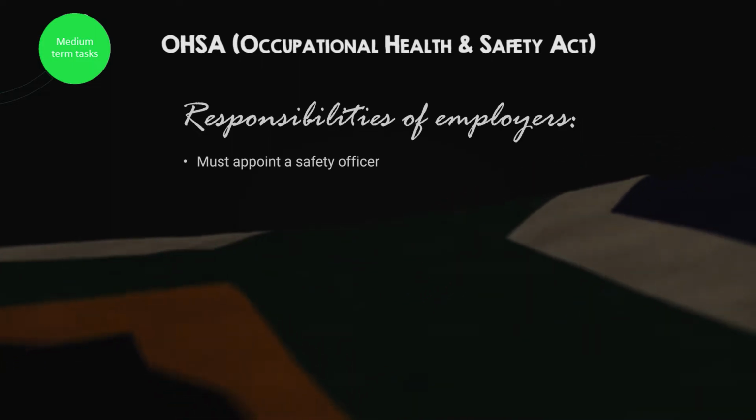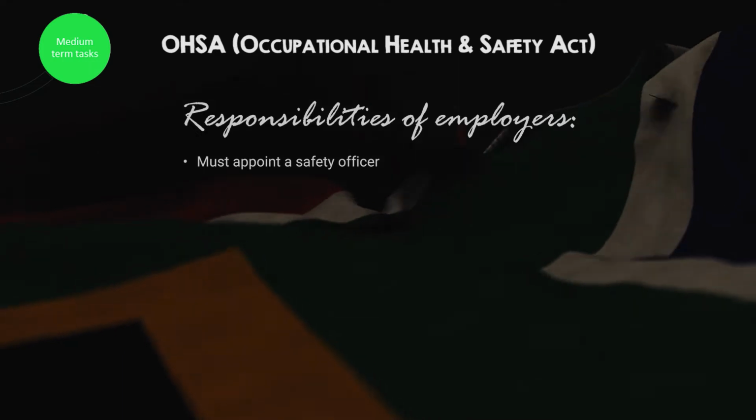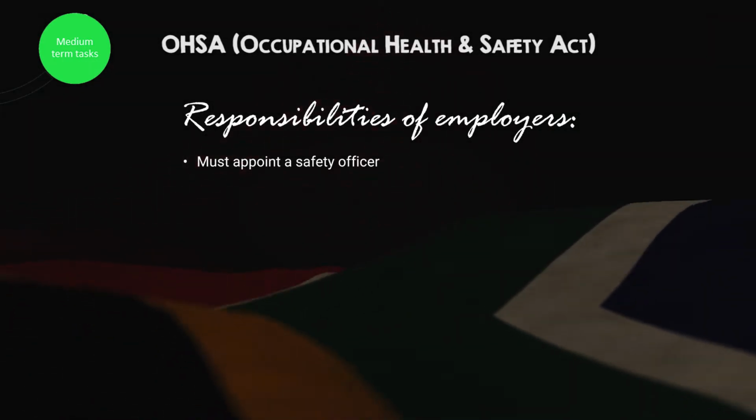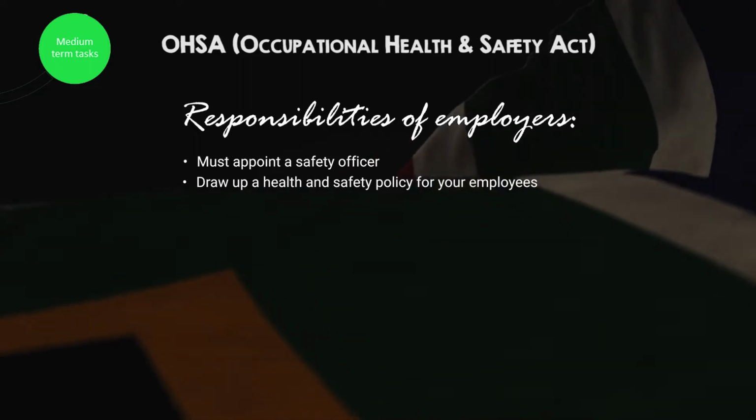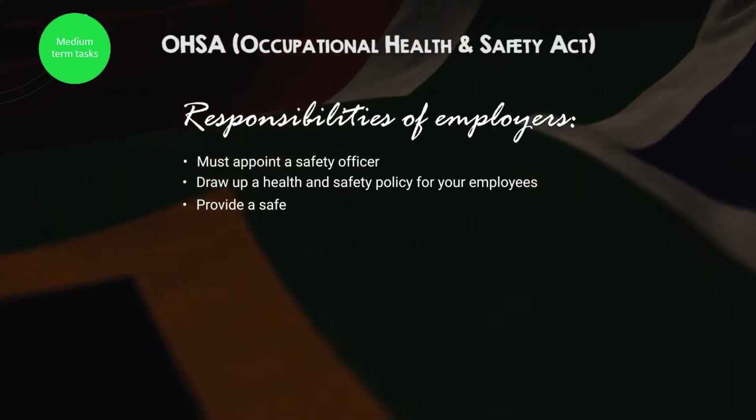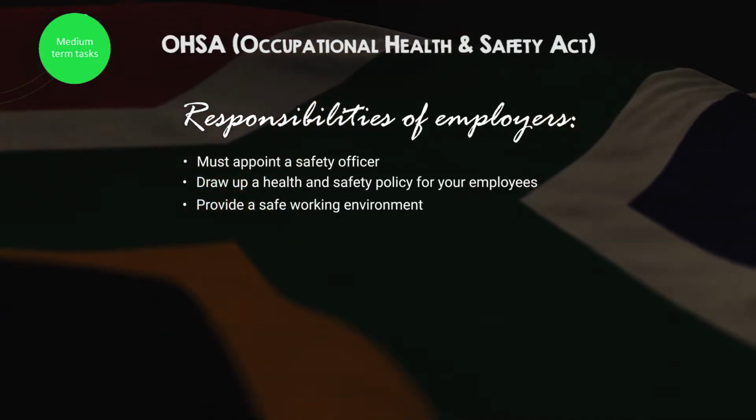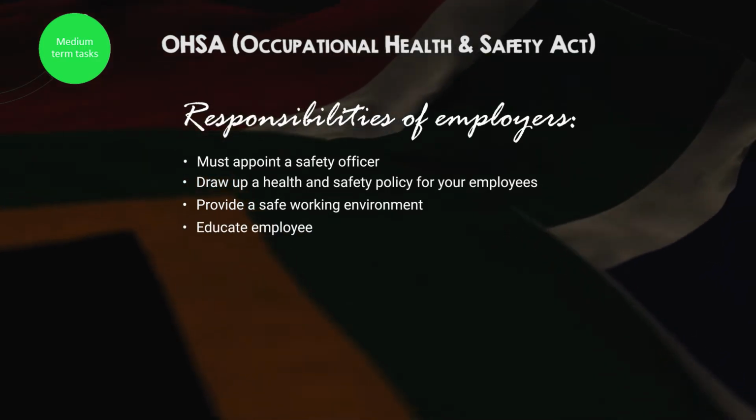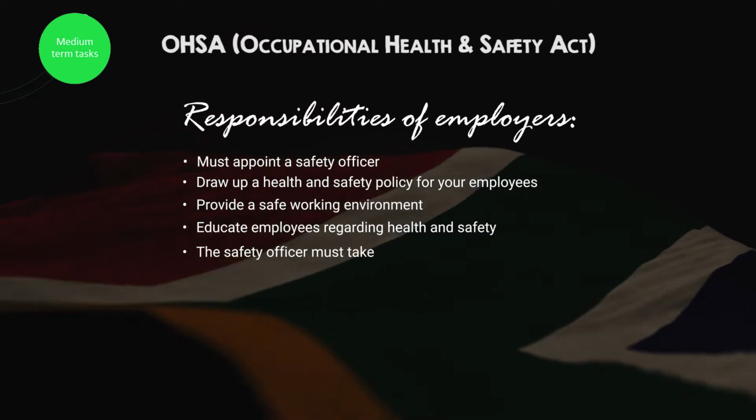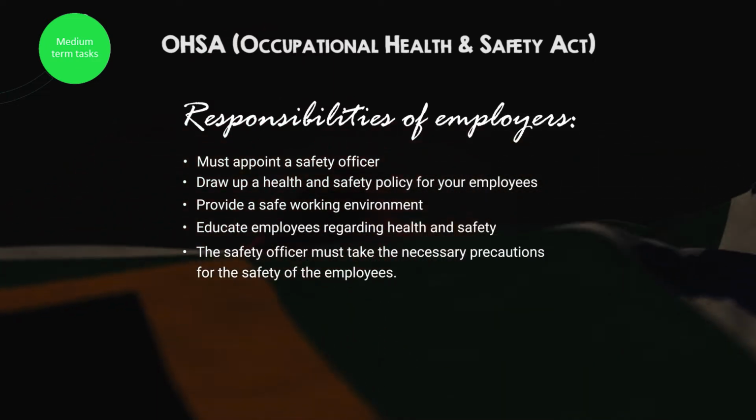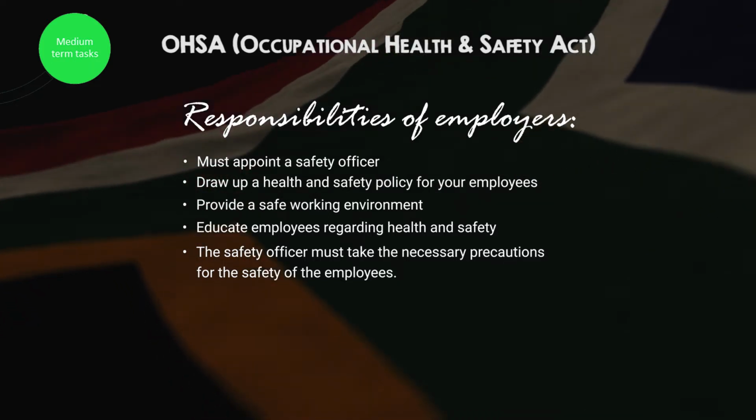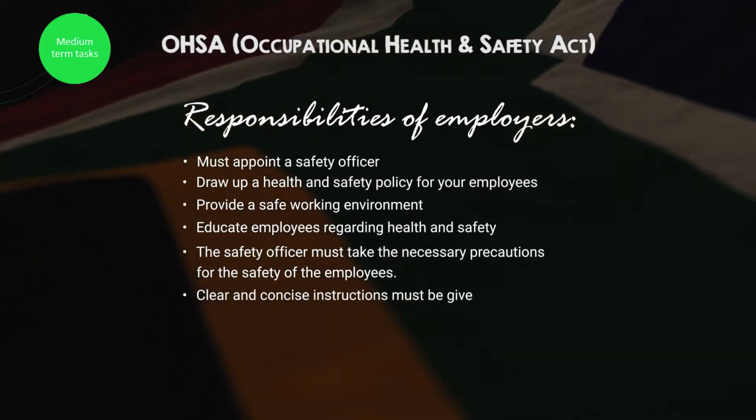The duties of the employer as stipulated by the OHSA are: as an employer, you must draw up a health and safety policy for your employees. A safe work environment must be provided for your employees. You must educate your employees regarding health and safety issues. If you have appointed a health and safety officer, then they must take the necessary precautions for the safety of their employees and provide them with clear instructions on how they will comply with the Act.